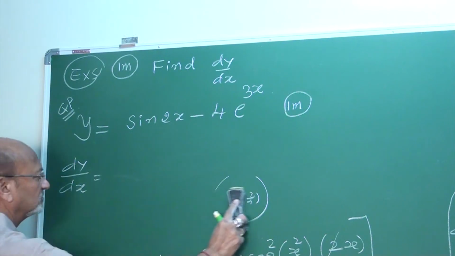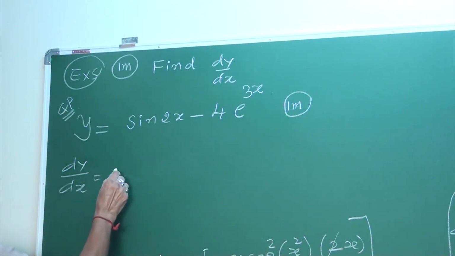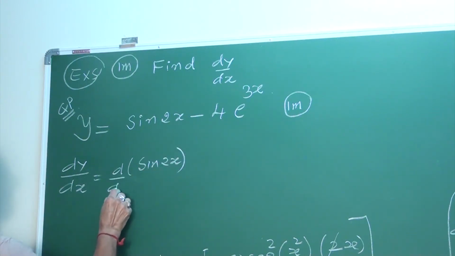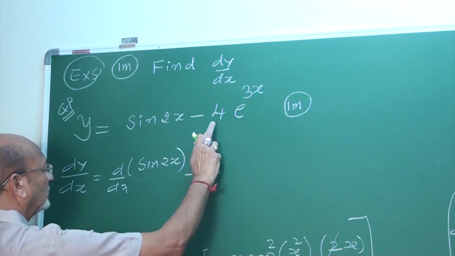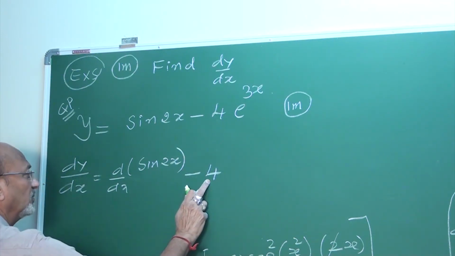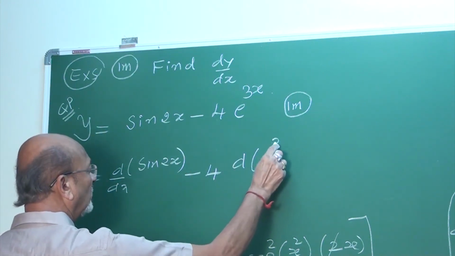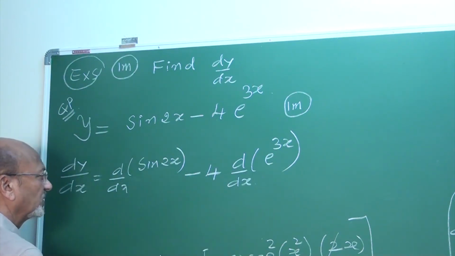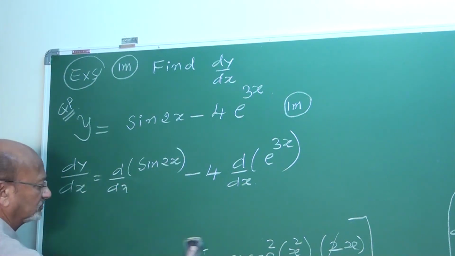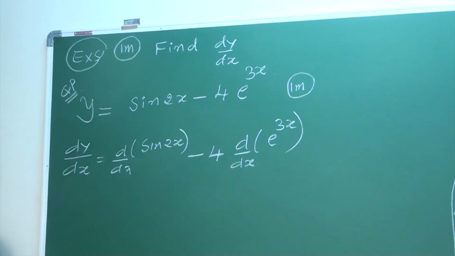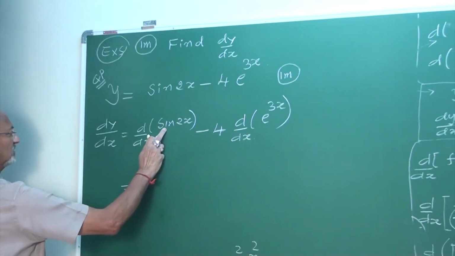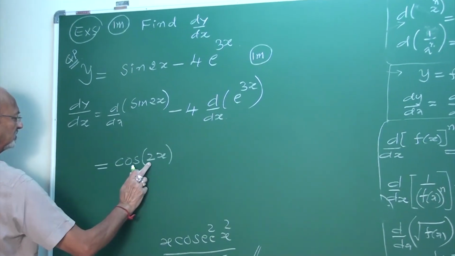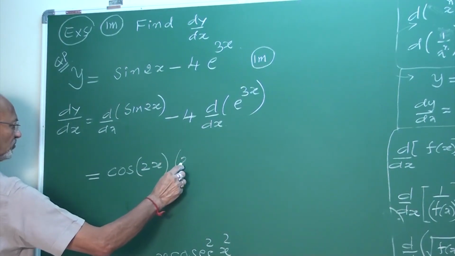Yes, friend, tell. Dy by dx, derivative of the first, sine 2x with respect to x, minus 4 into, the constant coefficient remains as it is, derivative of e to the power 3x with respect to x. Derivative of sine is cos, that angle remains as it is. Is it x? No. The derivative of 2x is 2.